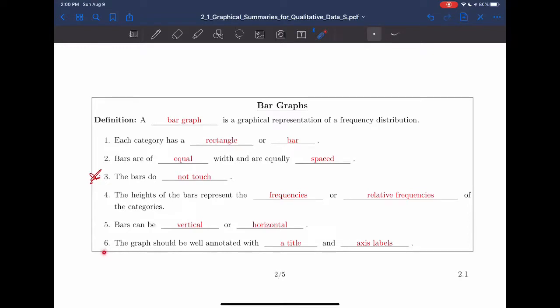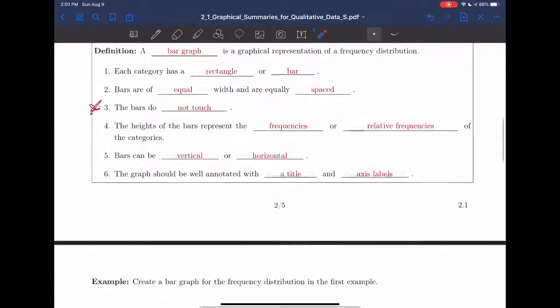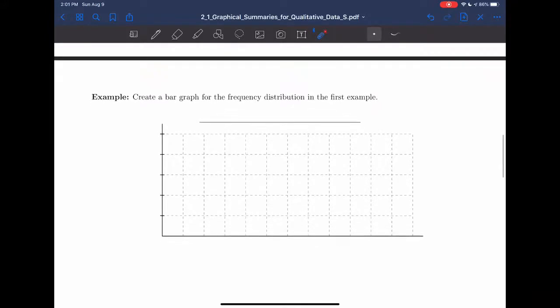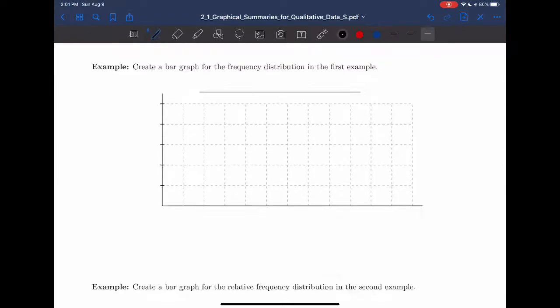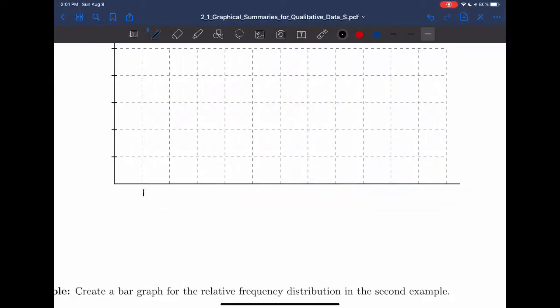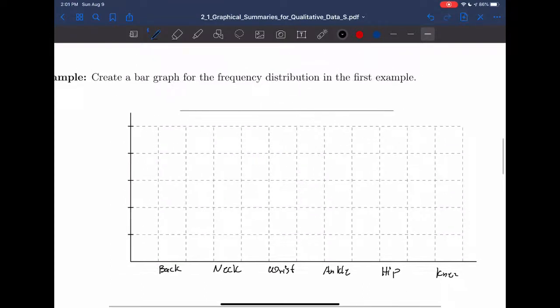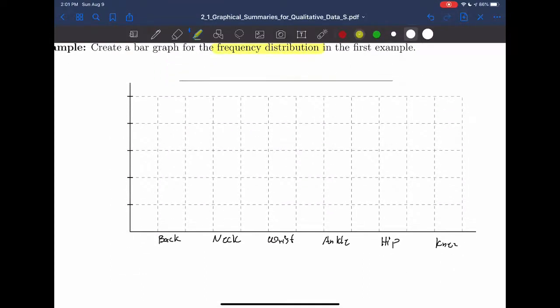Also, one important thing is that when you're making a bar graph, make sure to have a title and label your axes. Because if you just give me a random bar graph, I wouldn't know what it actually represents. So let's look at some examples. Let's create a bar graph using the frequency distribution from the first example. First, you want to put the labels of all your categories. So we have back, neck, wrist, ankle, hip, knee. Notice that they're all equally spaced out. Just a reminder, we're working with a frequency distribution.